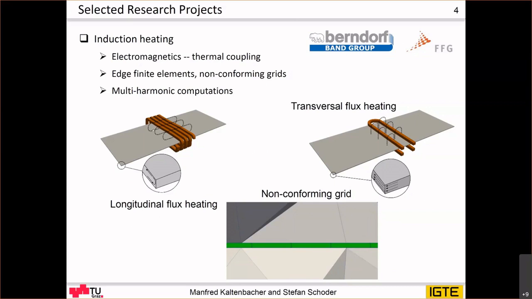And as you can see here, the coil structure, as we know, the magnetic field will go around the coil structure, will penetrate into the metal sheet, and due to the time varying magnetic field, it will induce eddy currents, and the eddy currents lead to the Joule's losses and heat up the sheet.